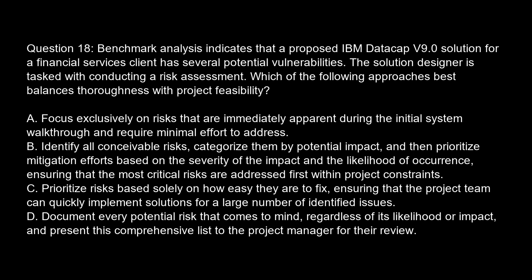Option A. Focus exclusively on risks that are immediately apparent during the initial system walkthrough and require minimal effort to address. Option B. Identify all conceivable risks, categorize them by potential impact, and then prioritize mitigation efforts based on the severity of the impact and the likelihood of occurrence, ensuring that the most critical risks are addressed first within project constraints. Option C. Prioritize risks based solely on how easy they are to fix, ensuring that the project team can quickly implement solutions for a large number of identified issues. Option D. Document every potential risk that comes to mind, regardless of its likelihood or impact, and present this comprehensive list to the project manager for their review.